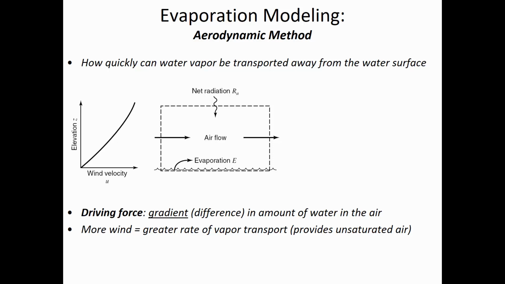Now, you'll notice here that they've drawn some ripples in the water surface, and that's going to be another factor that comes into the empirical approach for the aerodynamic method. Why do you think whether the water surface is glassy smooth versus whether it has some ripples and waves, why do you suppose that could have an effect on the rate of evaporation?